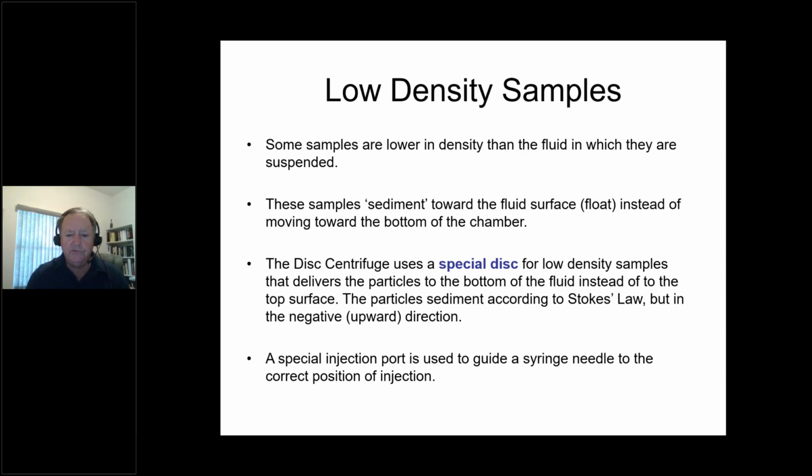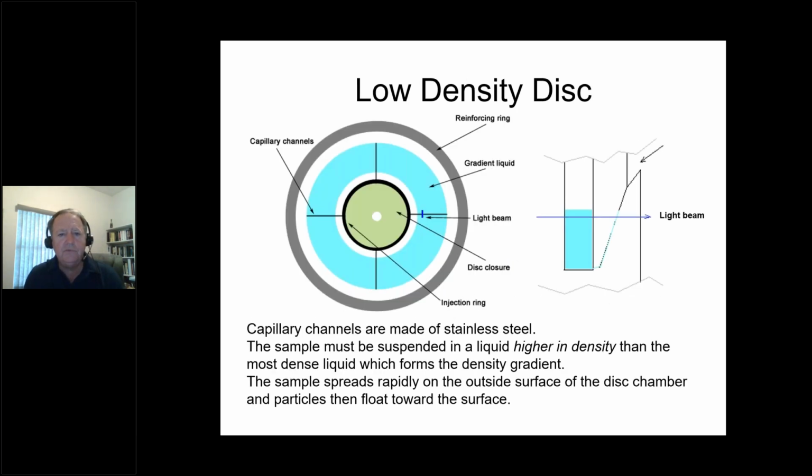A special injection port is used to guide the syringe needle that holds the sample into the correct position for injection. This is what the low density disc design looks like. You can see here that there's a central closure like normal, but instead of injecting into the center, you actually inject into a groove that's machined into the face of the disc. And the groove has 4 capillary channels. You can see them here in black. Those capillary channels connect the base of the groove with the bottom of the disc chamber. So when you make an injection, the sample you inject runs down the capillary tubes, spreads on the bottom, and then the particles float towards the surface.